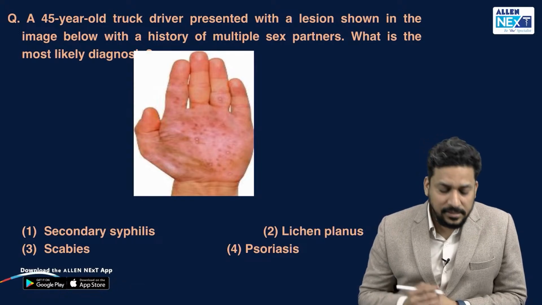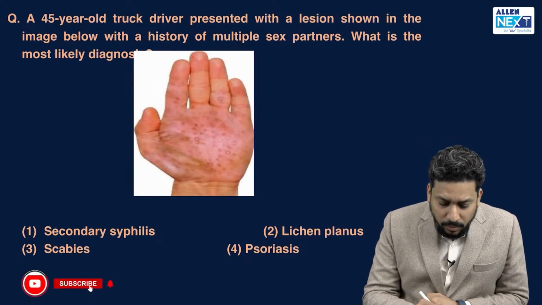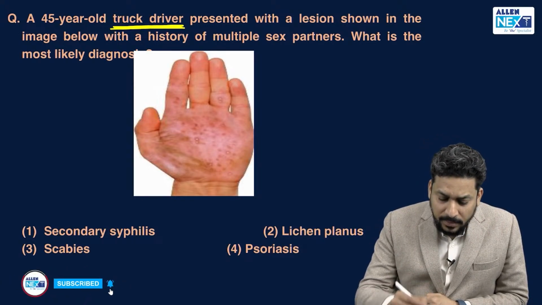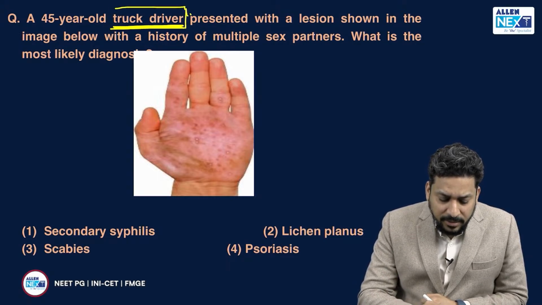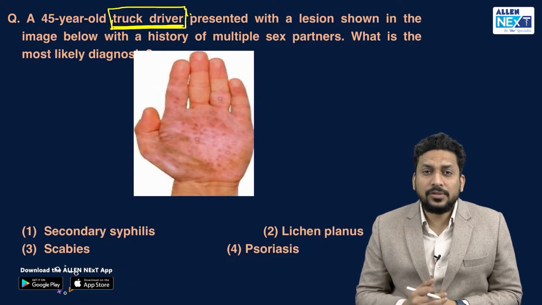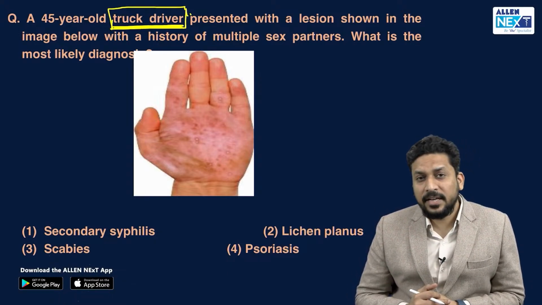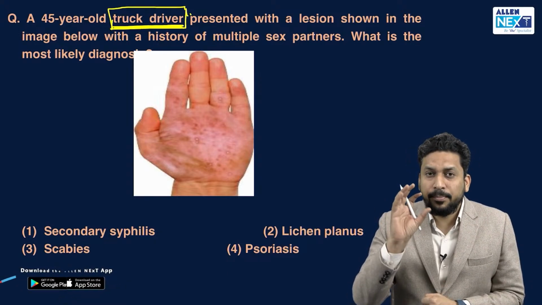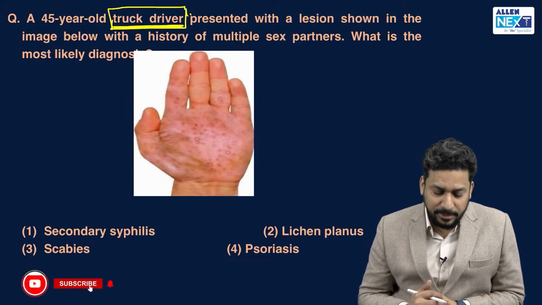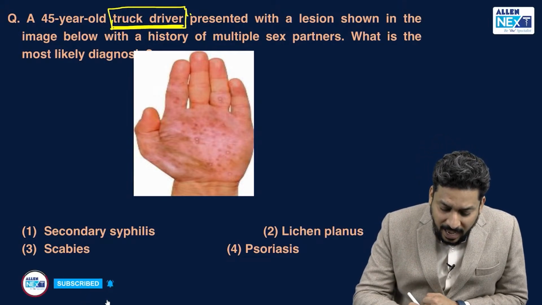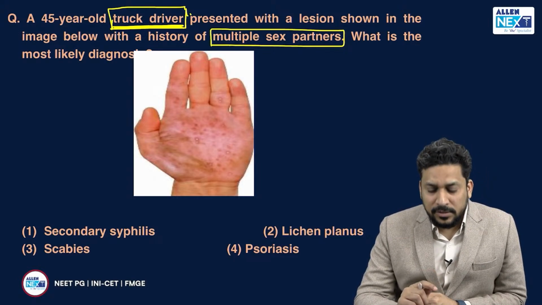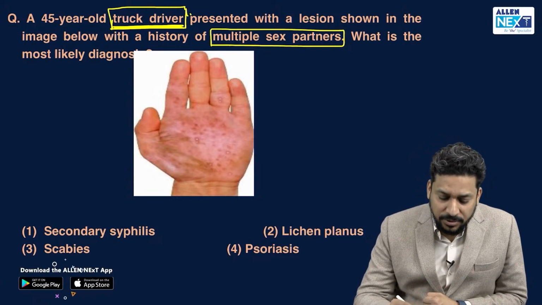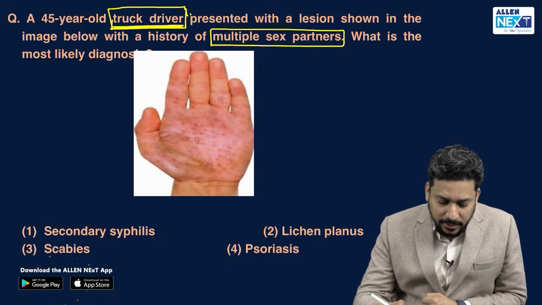In the next question, they are saying that a 45-year-old truck driver presented with a lesion shown in the image below. Now, truck drivers, because most of the time they are outside driving these trucks for many days, are very prone to developing sexually transmitted infection, and he is having multiple sex partners. So both the occupation as well as the history are pointing towards sexually transmitted disease.